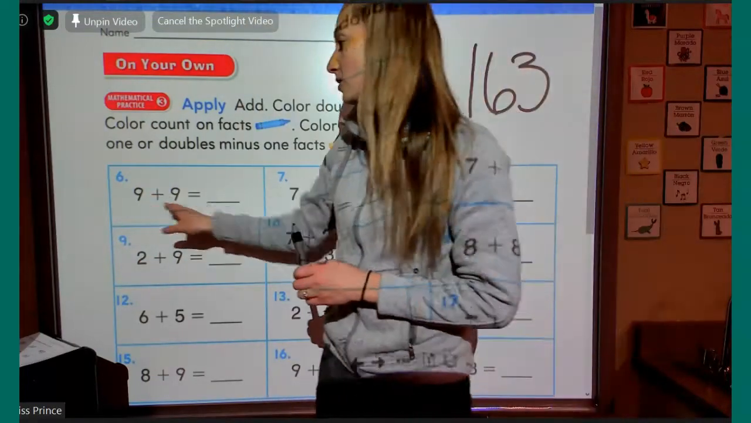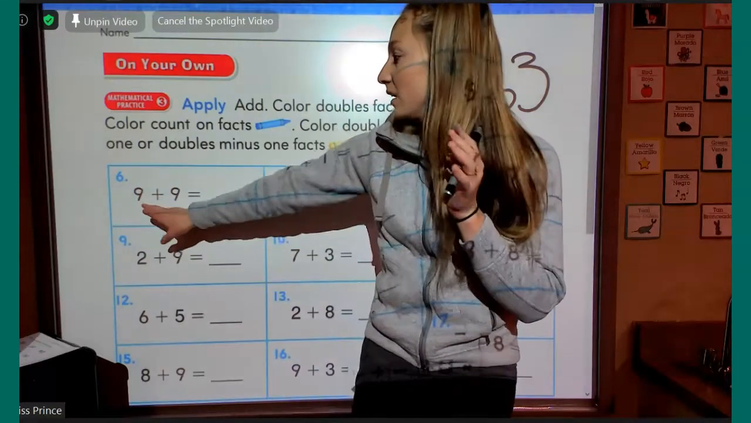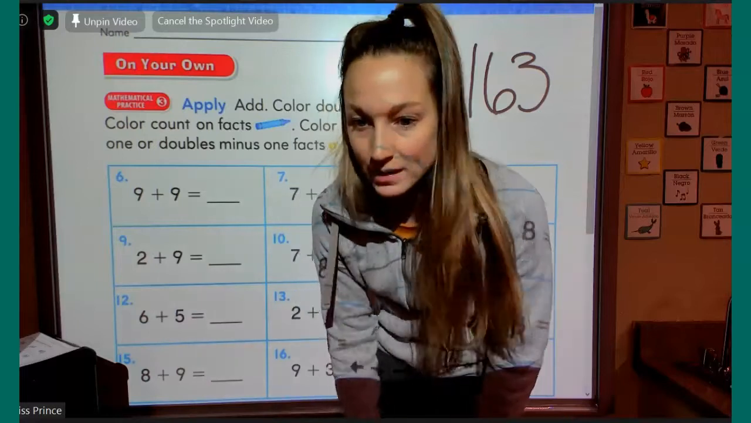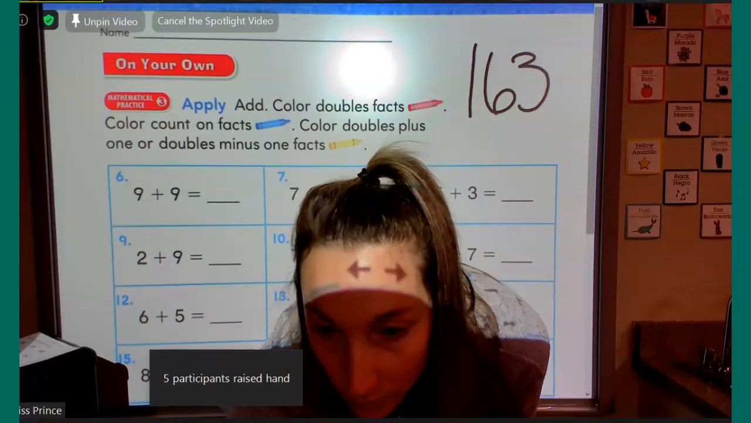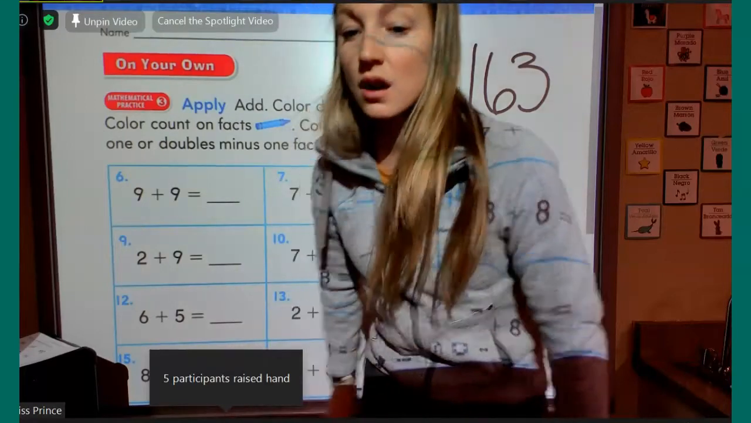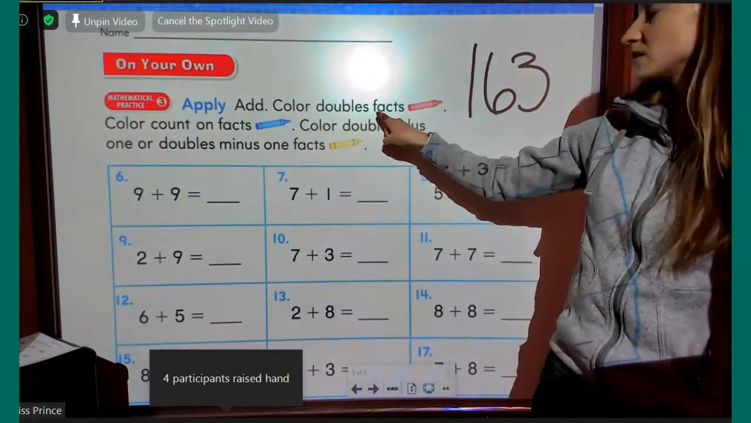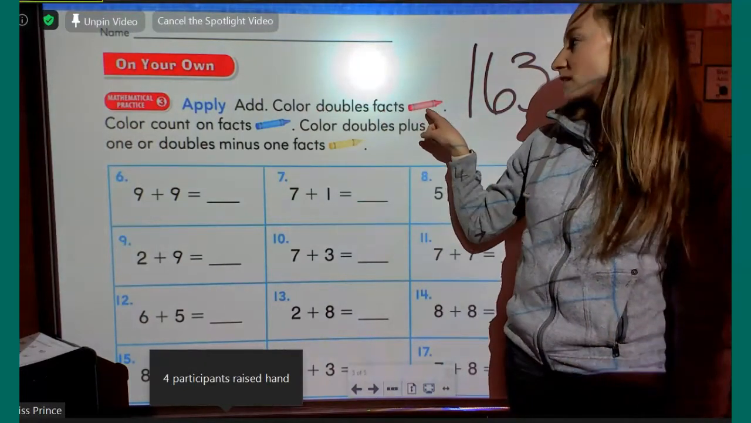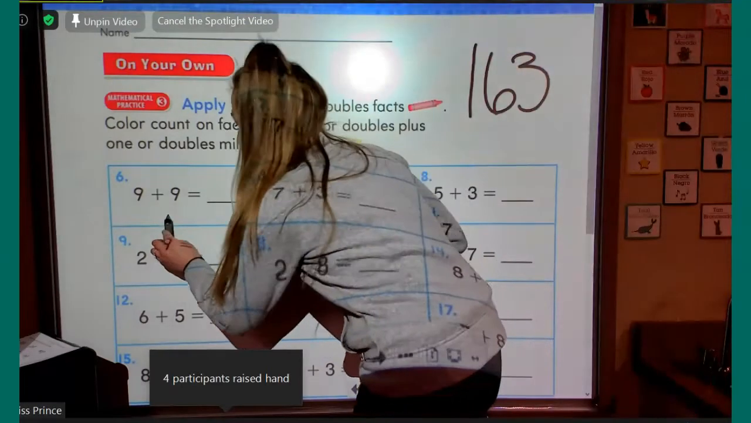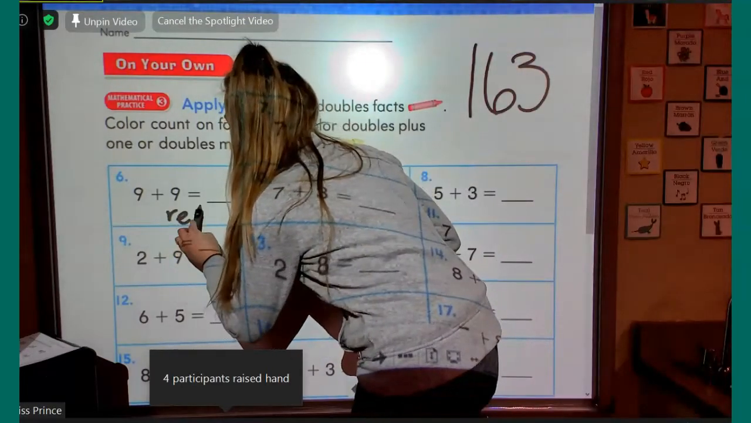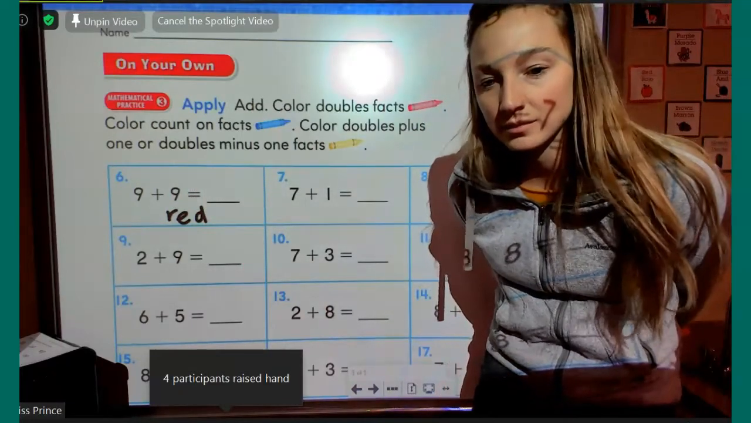So, if the two numbers match, what is this called? Who can raise their hand and tell me? If my two numbers I'm adding together match. Keela, what is it called? A doubles fact. Good job, doubles fact. So all the doubles facts we color red. So we're just going to put red here so you know what to color it later. And what is 9 plus 9, Keela?